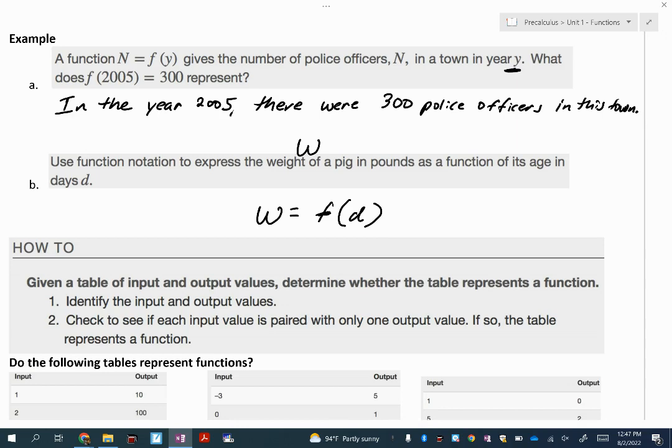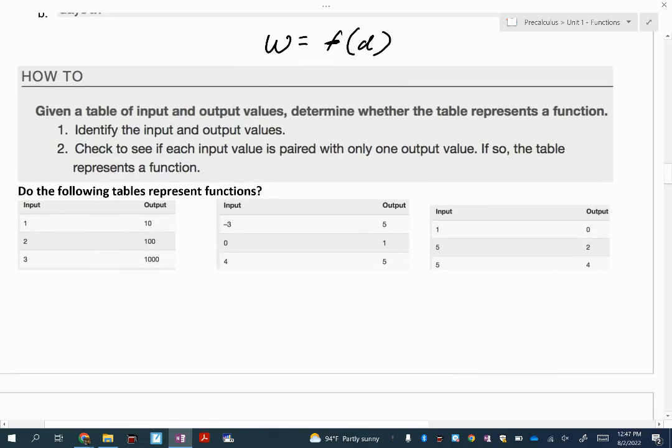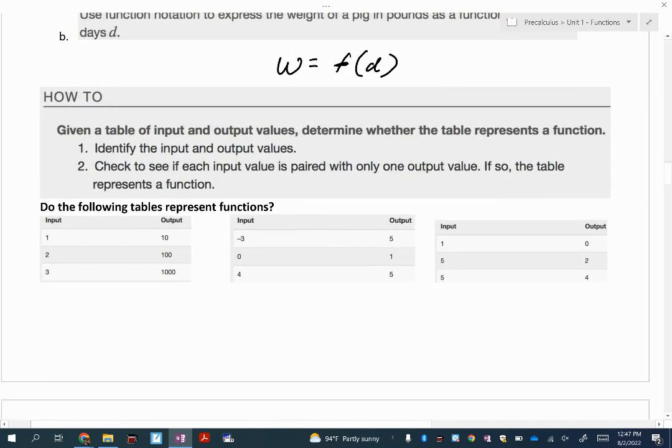Okay, so now let's look to see if in these tables, do they represent relations or functions? Remember, everything is a relation. We're checking to see if we can go that additional step to say it is in fact a function. So the fastest way to do this, or the most efficient way to do this, is to check the inputs.